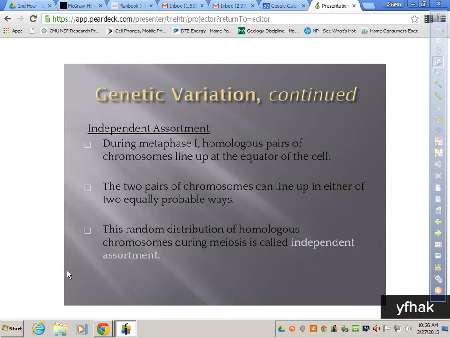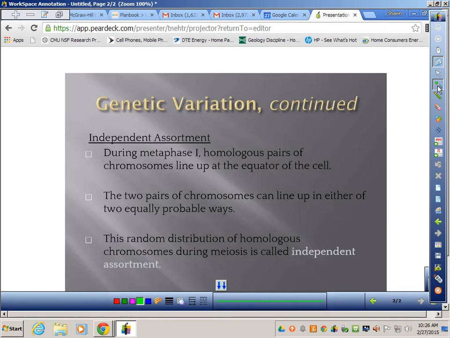And we talked about independent assortment, right? Now during metaphase 1, homologous pairs of the chromosomes line up at the equator of the cell, and the two pairs of chromosomes can line up in either of the two equally probable ways. And a lot of you are like, I don't get that part, because it is a little confusing at first. I could line up like this, right? Or I could line up like this. I didn't say which way, did I? And that'll change. In all those 23 pairs in ours, each one could be lined up either or.